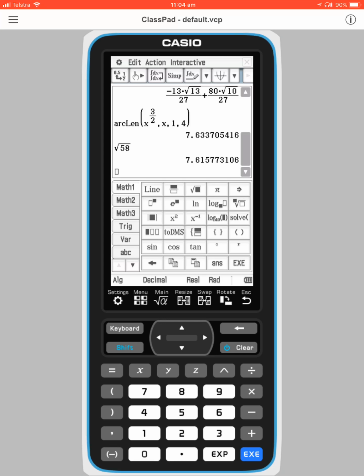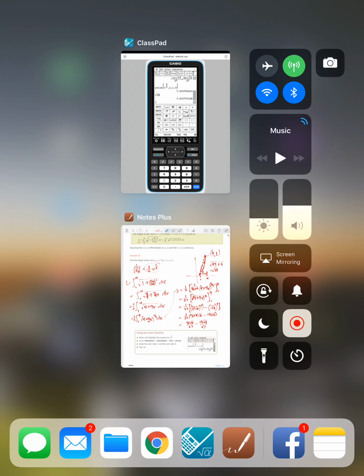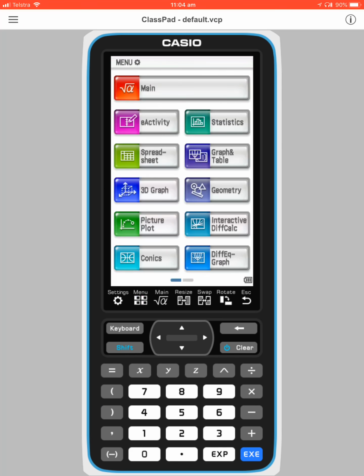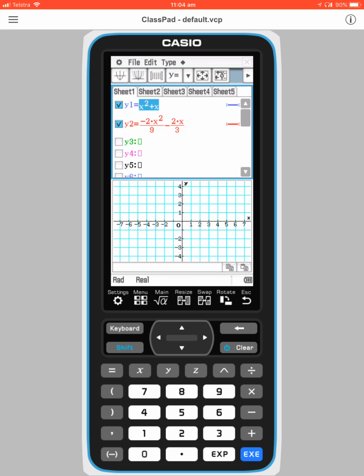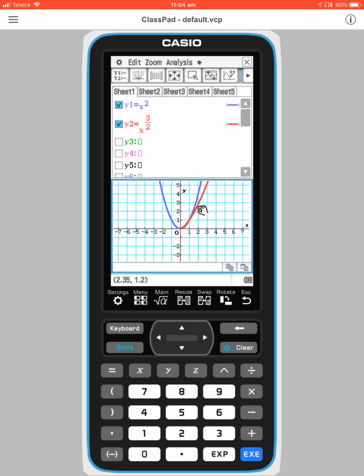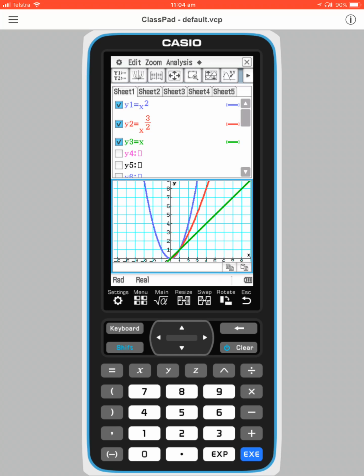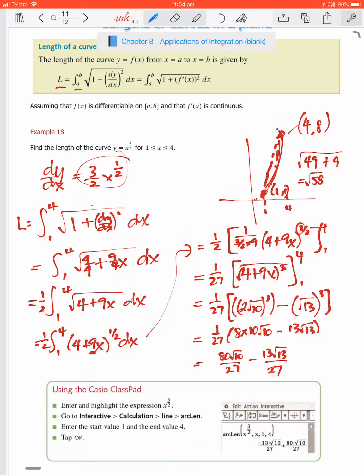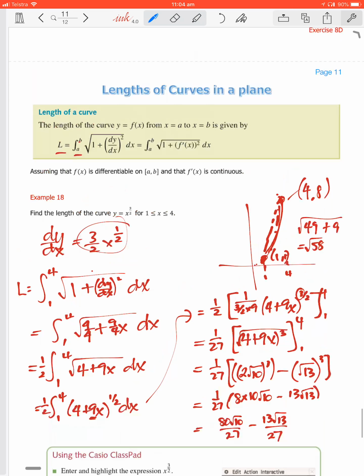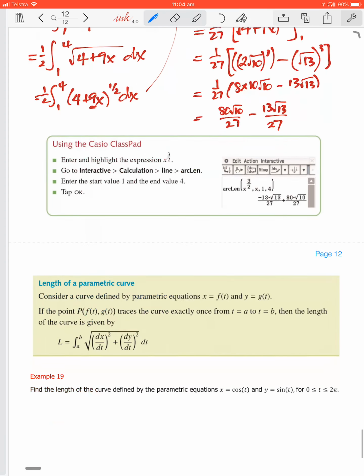Because if you sketch x to the 3 on 2, let's go back and have a look. If we sketch y equals x squared, and if you sketch x to the power of 3 divided by 2, and if you sketch x, you can see that that line isn't that far off being straight. I mean, it's not straight, but it's not that far off it. Okay, so that's our arc length, using just standard Cartesian equations.